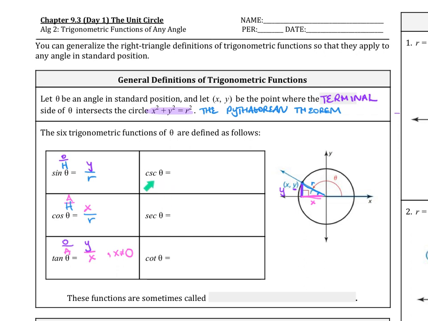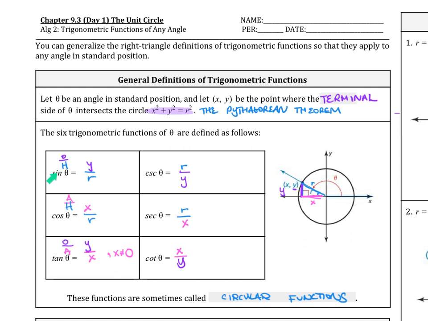Now let's look at cosecant of theta. Cosecant of theta is just the reciprocal of sine, so we can say that it's the radius over y. Secant is the radius over x. And then for cotangent, it's x over y. So these functions are sometimes called circular functions. We won't really ever refer to it that way, but in a future textbook you may see that.